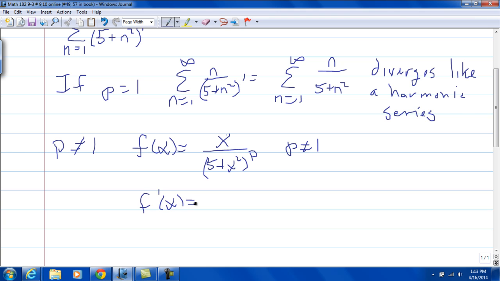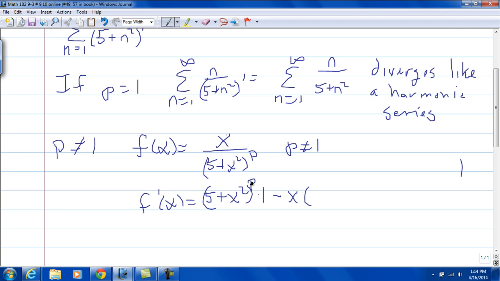Well, low d high, that's going to be 5 plus x squared times 1 minus high, which is x, times the derivative of the denominator. Excuse me, this should be p power here.